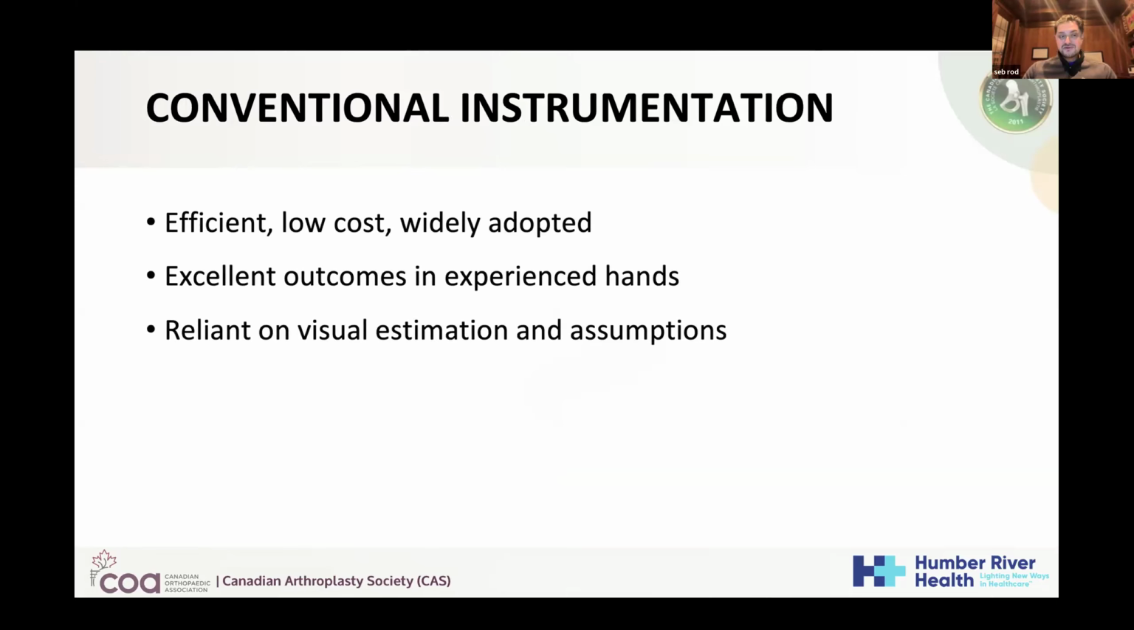And what do we do currently? We use conventional instrumentation, and this is great. This is low cost. This is widely adopted. Much of it hasn't changed for several decades. It has excellent results in experienced hands.